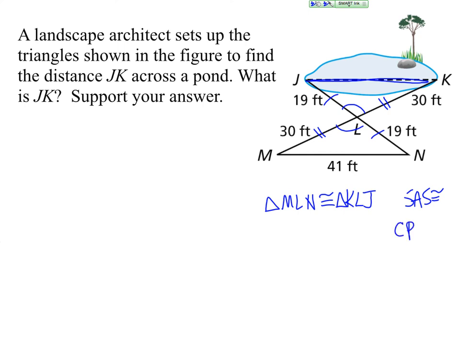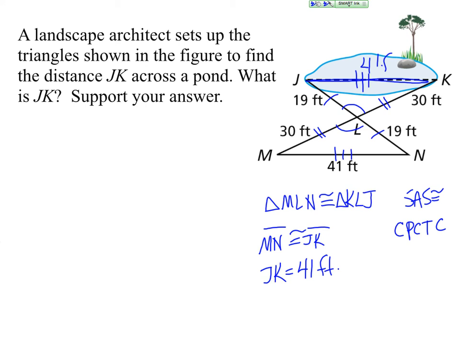So what parts are we interested in to answer the question? We're interested in JK. What's going to match with JK? MN? Okay, so we would be able to say segment MN is congruent to segment JK because of CPCTC. And then looking at the picture, we'd be able to say JK equals 41 feet. 41, I guess I shouldn't put that. 41 feet because they matched up. So the idea is to get them matching parts in the congruent triangles.